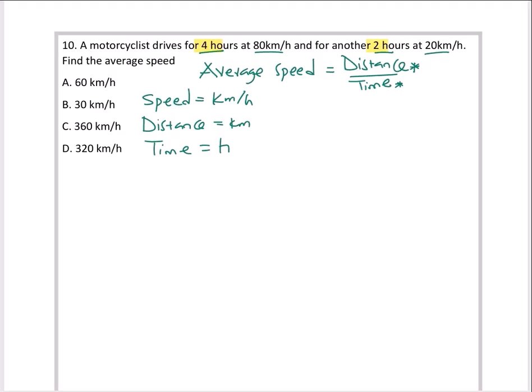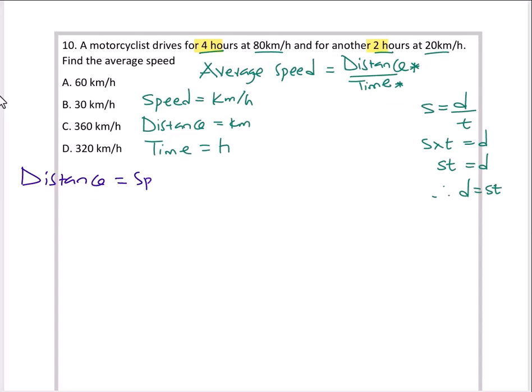So doing that, we need to solve for distance. Now, how can we find distance? Let's make distance the subject of the formula here. So remember, if we have s as speed equal to d, distance over time, we can cross multiply to have s times t equal to d. Therefore, distance is equal to speed times time, that is st. Okay, so let's solve for distance here.